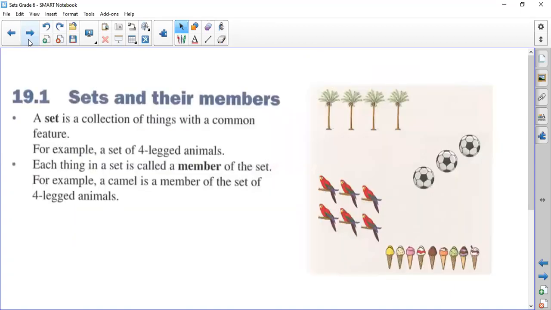A set is a collection of things with a common feature. A collection of elements which are well defined and have a common feature. For example, a set of four-legged animals. Each thing in a set is called a member of the set. For example, a camel is a member of the set of four-legged animals. Some more examples: the set of trees, the set of balls, the set of birds, the set of ice creams. They must have something in common.